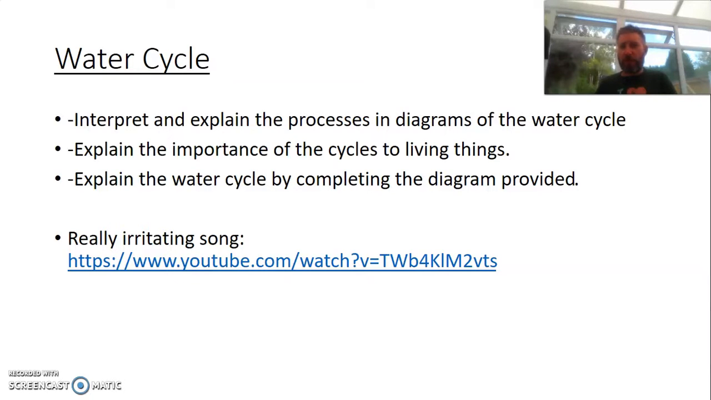You can explain the importance of the cycles to living things. Plants need water, we need water. Where do we get our drinking water from? Remember the potable water lesson? We get that mainly from rain. So the water cycle is crucially important to our drinking water supply.